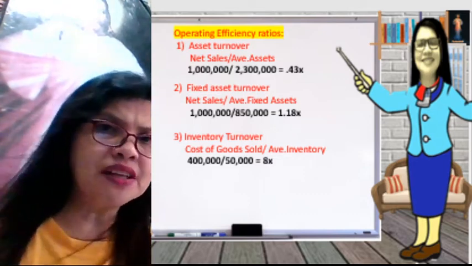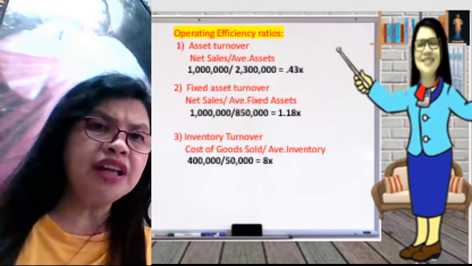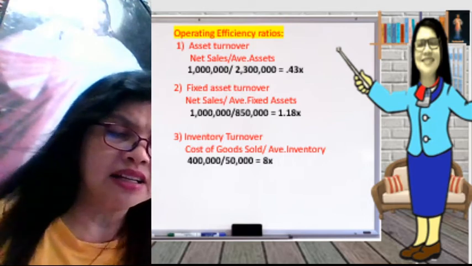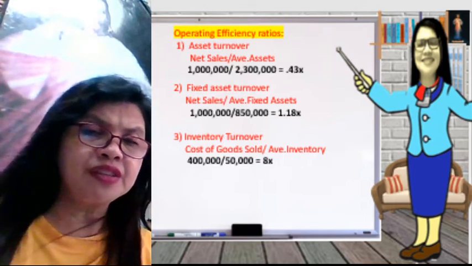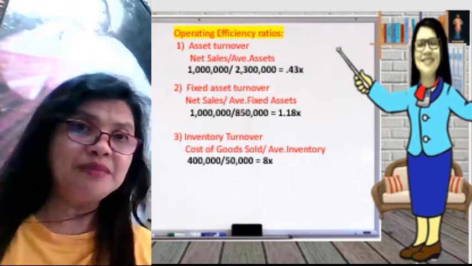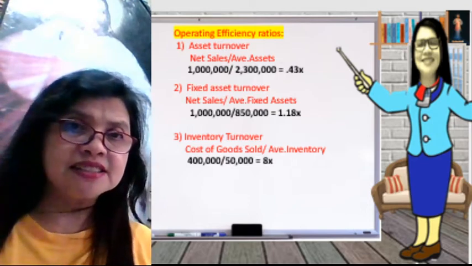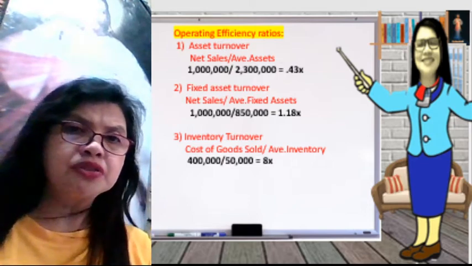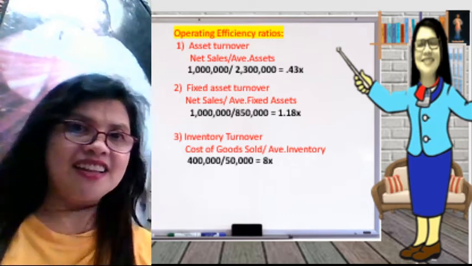Okay. So the fixed asset turnover is net sales over the average fixed assets. So 1,000,000 divided by 850,000 will give you 1.18 times. So this means that your fixed assets contribute 1.18 times for every peso of sales.